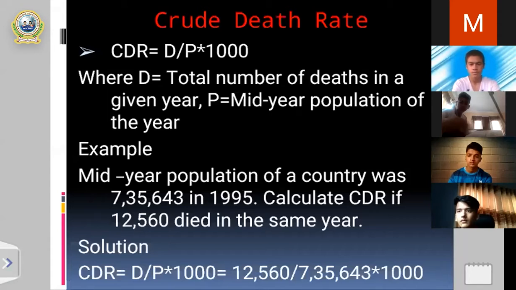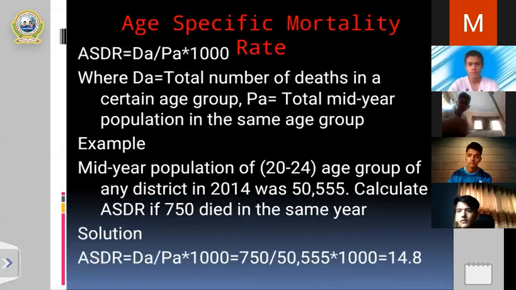So by using the formula, we can easily calculate the CDR. So the CDR is the first measurement of mortality rate. All right. And after that, my dear students, you can see in the next slide the next measurement of mortality rate. The second measurement is age specific mortality rate, in short form ASMR. You can see in the slide, the formula is mentioned here.